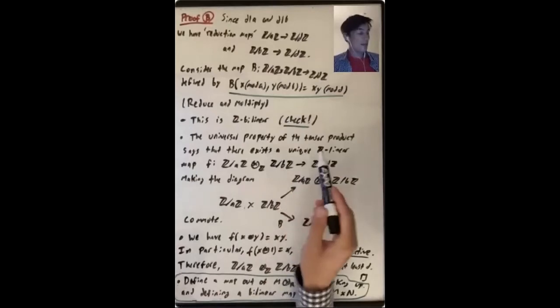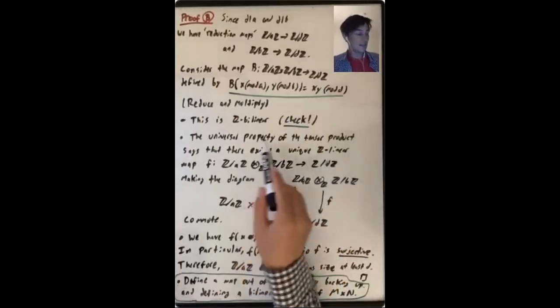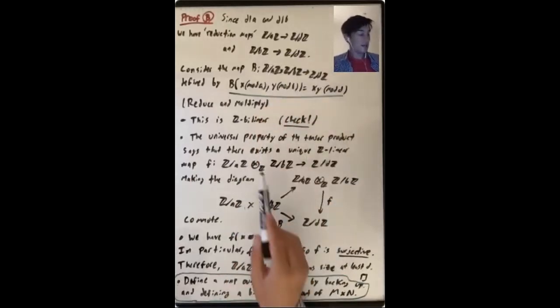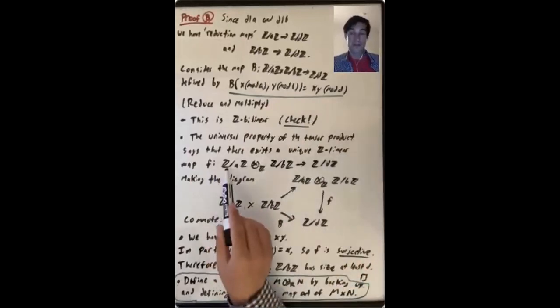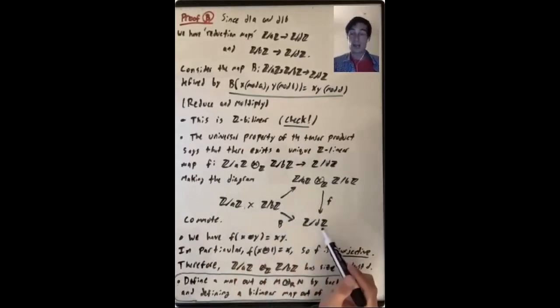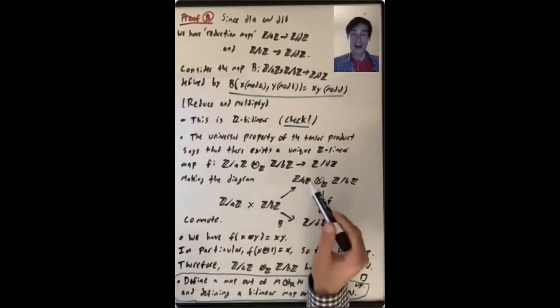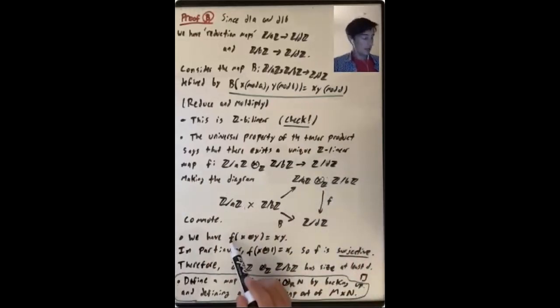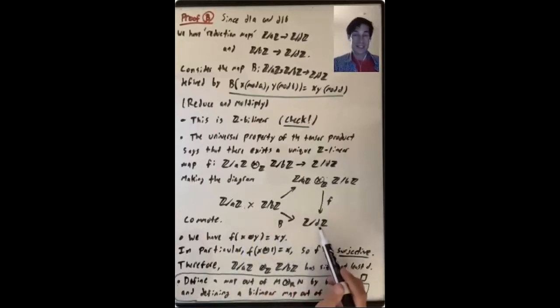Now, the universal mapping property of the tensor product says that given this bilinear map from Z mod AZ cross Z mod BZ to Z mod DZ, there exists a unique Z linear map from the tensor product to Z mod DZ that makes the following diagram commute. You start at the direct product, you apply B, you go down to Z mod DZ. Or you go around the other way. You take the tensor of a pair, then you apply this unique Z linear map F. So what does that really mean? That means you apply F to X tensor Y, and you get XY in Z mod DZ.